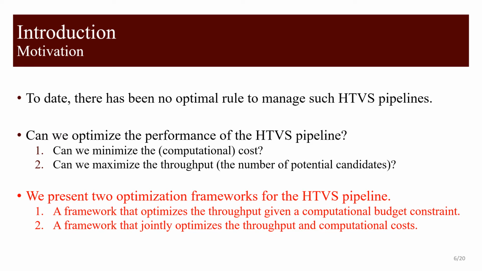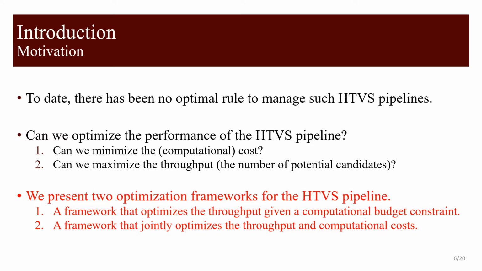However, to date, there has been no systematic policy to manage such HTVS pipelines. Although there are subtle variations, the stages in the HTVS pipeline have been mainly used to sort the incoming samples and pass them to the next stage sequentially. So, we were curious if we can optimize the performance of the HTVS pipelines in terms of computational cost and throughput. In this work, we proposed two general optimization frameworks to optimize the performance of the HTVS pipelines.